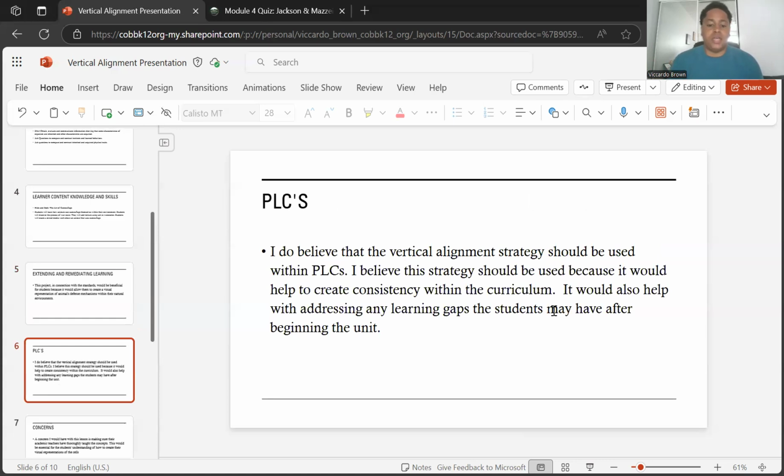So for PLCs, I do believe that vertical alignment should be used within PLCs. I believe that this strategy should be used because it would help to create consistency within the curriculum. It would also help with addressing any learning gaps that the students may have after beginning the unit. And that could be true for a couple of things.